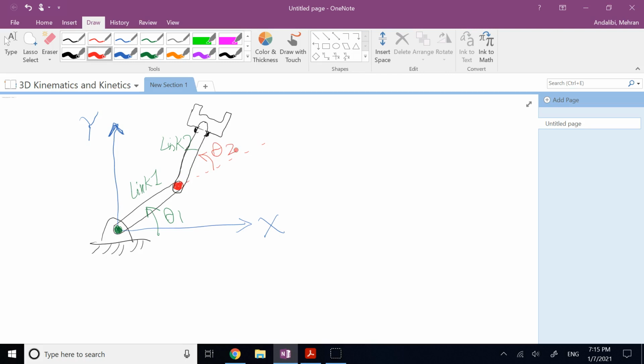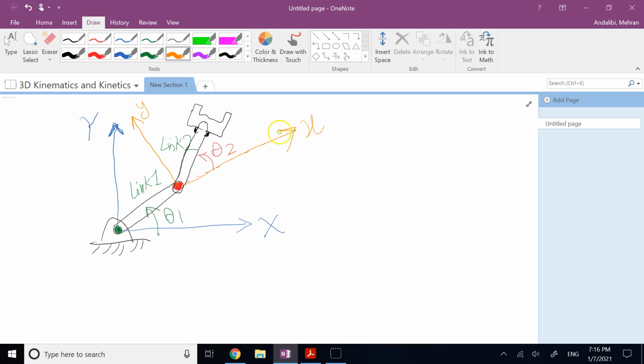Okay? So here, if you add a secondary frame at this joint like this, and call it small x, small y, it is only possible to describe the rotation of link 2 with respect to this moving, rotating frame xy that is rigidly attached to link 1.